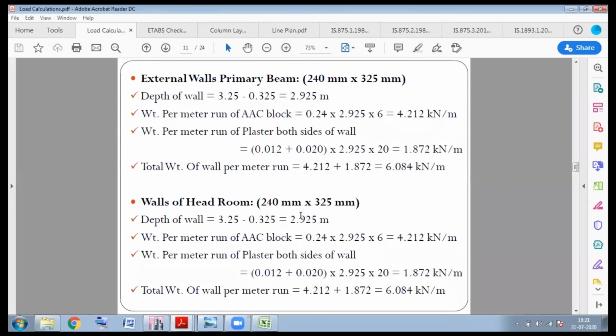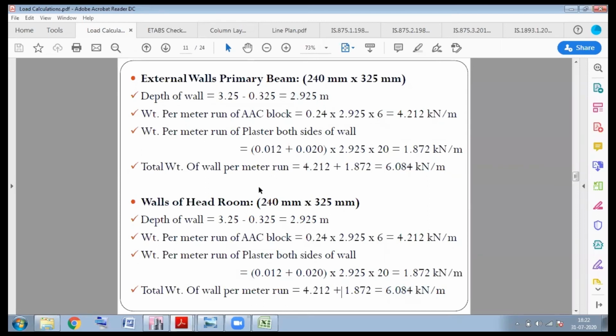And also here in our structure there is a headroom, because the stair is coming from inside the building. So we have the headroom on the top of the floor. The headroom height is 3.25 meter. There is a primary beam in the headroom, so I am subtracting the primary beam size. 3.25 minus 0.325, that is equal to 2.925, the same value as here. So the value is similar to the external wall, that is 6.084 kilonewton per meter.